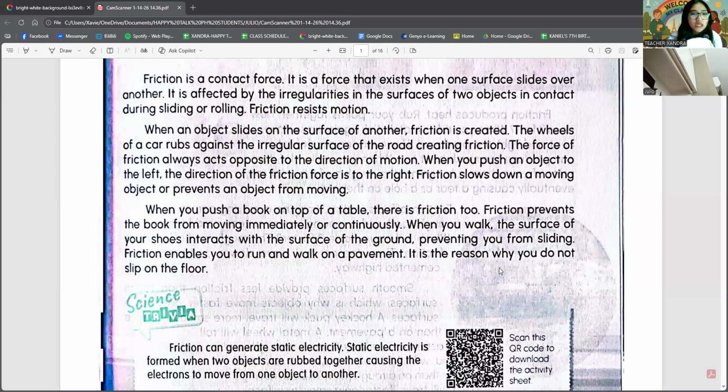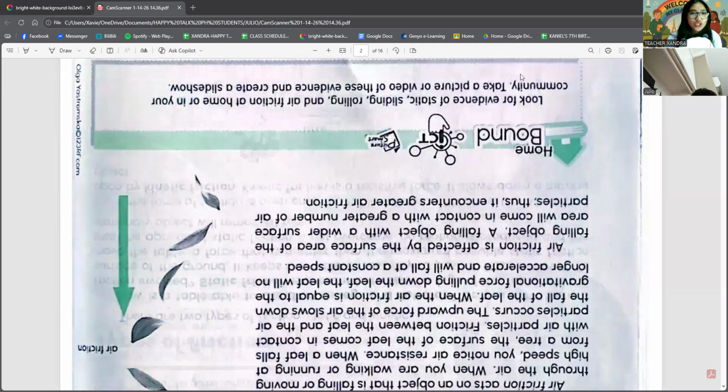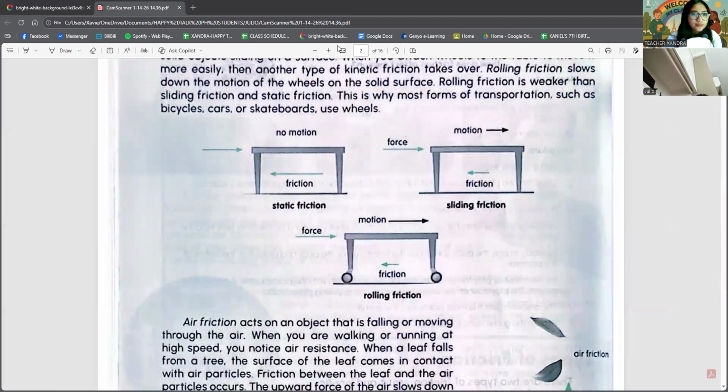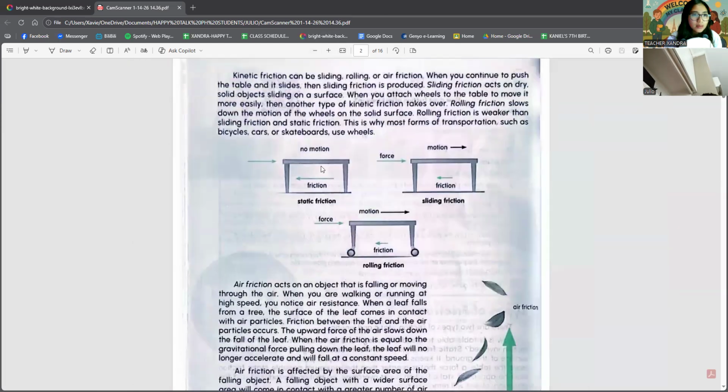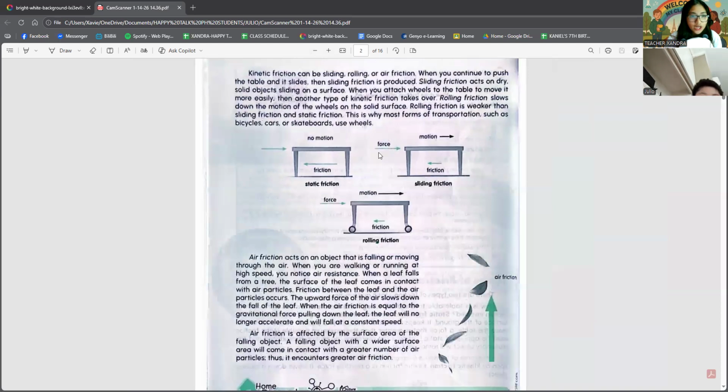Okay, now let's proceed with the different types of friction. We have here the static friction, sliding friction, rolling friction, air friction. Now that you know what friction is, a force that slows down or stops movement when two things touch, let's learn about different types of friction. There are four main kinds. Okay, the static.